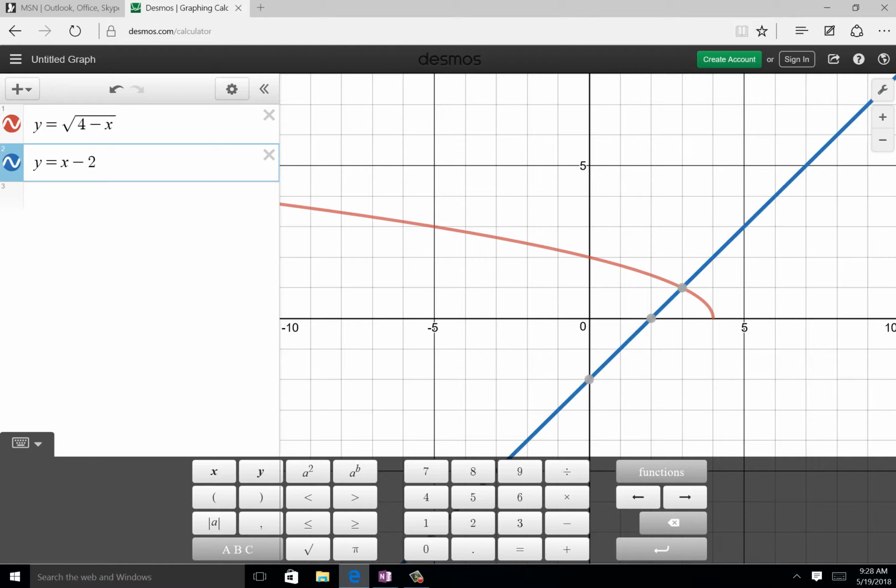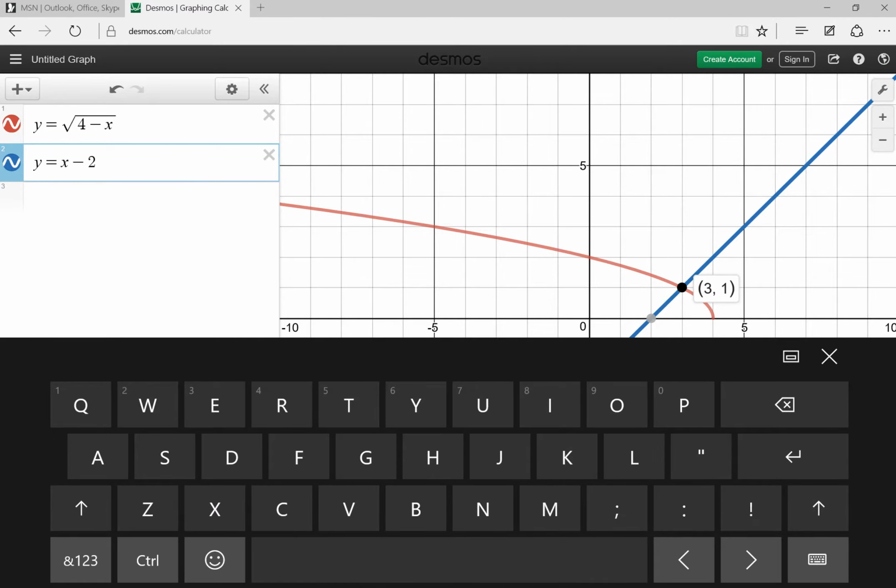Okay, so here's the two equations. And you can see that they cross only once. So that means that there can only be one solution, and it has to be the one that we got. Let's see what it is. It says 3. Alright, so there can only be one solution.